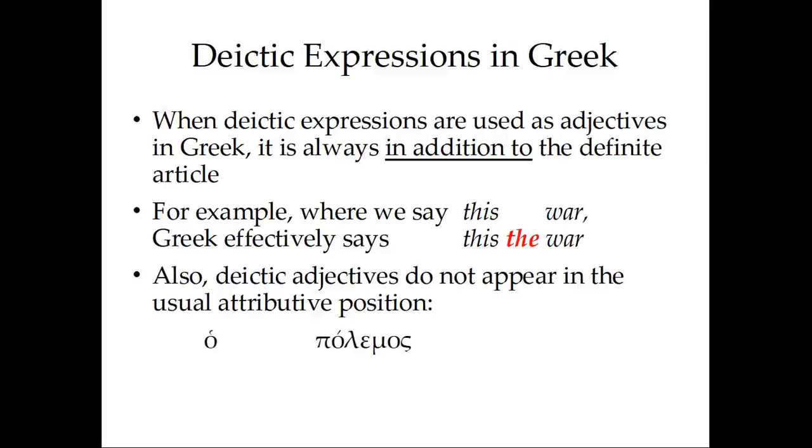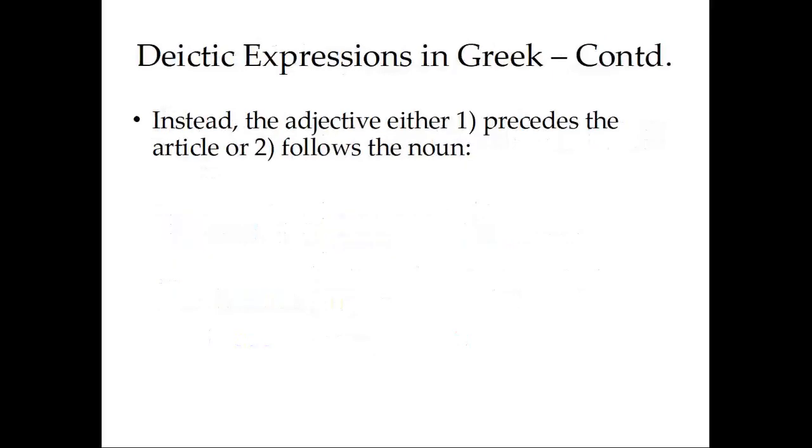So here's our definite article, and here's a noun, ho polemos, the war. Ho kakos polemos would be the bad war, or the evil war, and that's fine. We have here an adjective in the attributive position. But we cannot just stick our deictic adjective in between the two like usual. That's not going to fly.